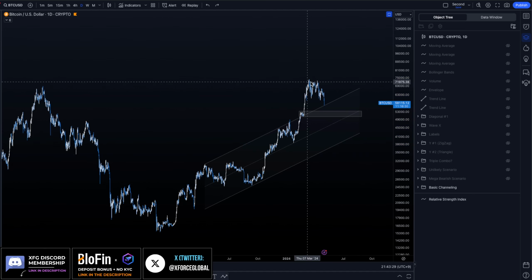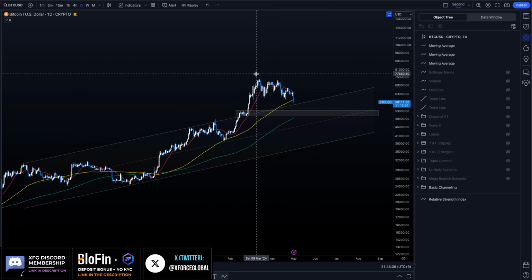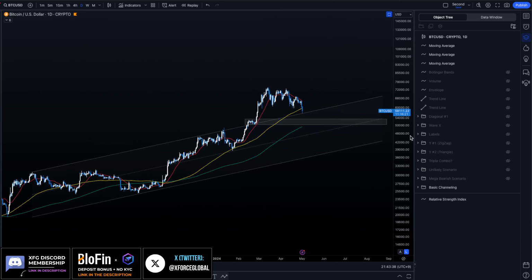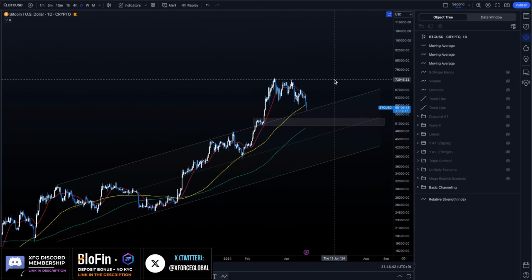Now, there are some moving averages that are also showing support. The only moving averages that I use, because they are intertwined with each other, is a 20, 100, and the 200 moving average, as they do a very fantastic job on the overall trending markets, right?